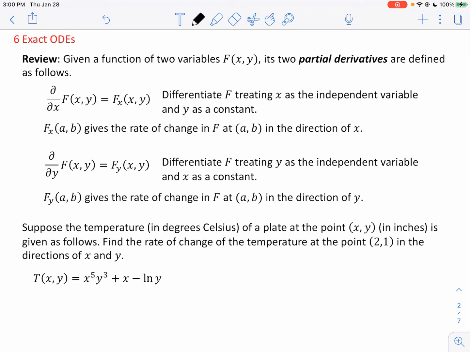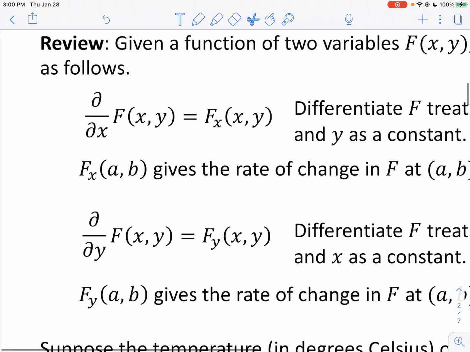It's called a partial derivative. Given a function of two variables, capital F of x comma y, its two partial derivatives are defined as follows. So let's do this first one here. This is not a d, it's called a del. It's a Greek letter. It's a del x. This means you're doing a partial derivative of a function of two variables. And another notation for this is putting capital F with a subscript of x. That means do a partial derivative with respect to x.